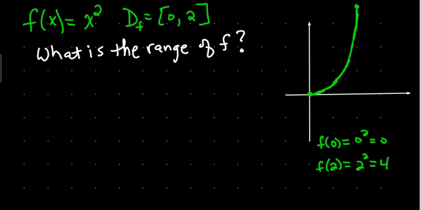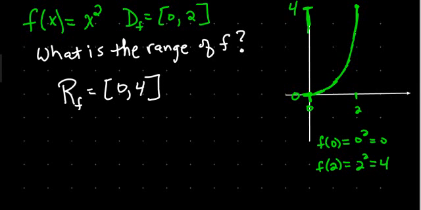Because that's the only place where this function exists, between the domain of 0 and 2, and the range here of 0 to 4. Okay? So we see here easily that the range of f, we'll say R of f equals the interval from 0 to 4. We'll do a more formal way of solving it in just a little bit, because we know that the range of f is the domain of the inverse function. So let's go to our next problem here.